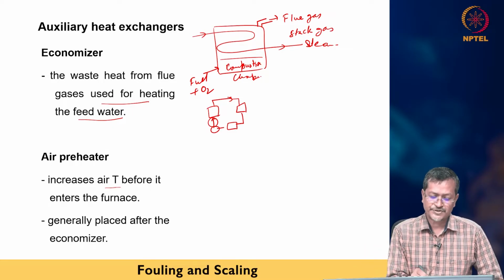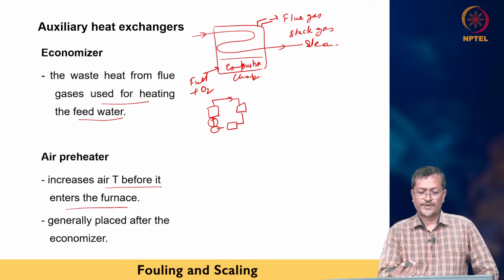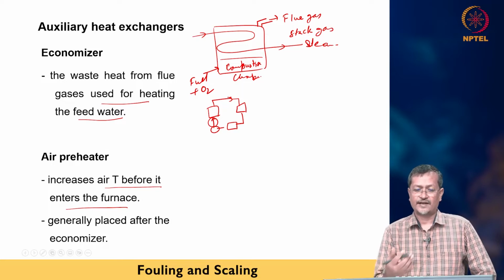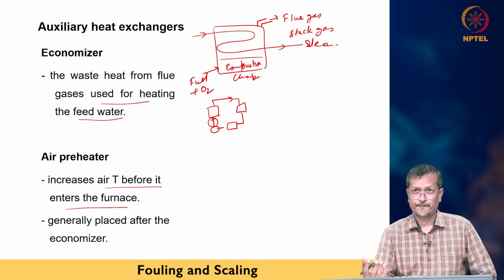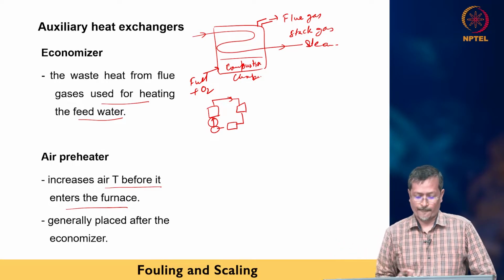So it increases air temperature before it enters the furnace, and it is generally placed after the economizer. So the economizer and air preheater both help to increase boiler efficiency, and they take heat from your flue gas or exhaust gas that would not normally be used.